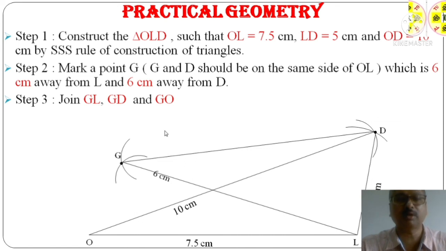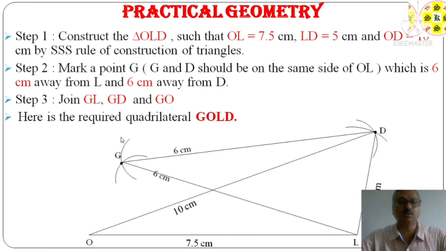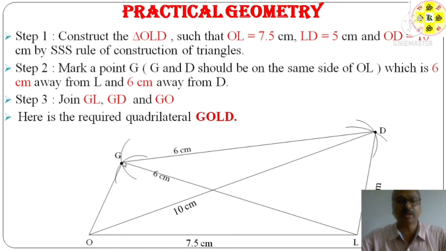Now when we mark, the position of G is fixed, no one can mark the position of G anywhere else. Now when this is fixed, simply if we join GO, already this is joined, then we get the required quadrilateral GOLD. So here is the required quadrilateral GOLD. So after joining this GO, we get the required quadrilateral GOLD.